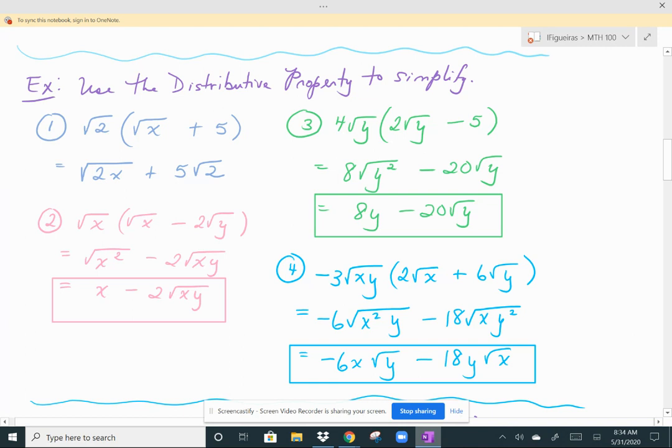Okay, let's go here to number 3. I have 4 root y times 2 root y minus 5. So 4 root y and 2 root y, well, you can multiply the 4 and the 2. Those are on the outside. Those are coefficients. And root y times root y is the square root of y squared, which we know becomes just y. And then to the next one, here you multiply the 4 and the negative 5, again because 5 is not inside the radical, so it becomes negative 20 root y, and so your final answer is just 8y minus 20 root y.